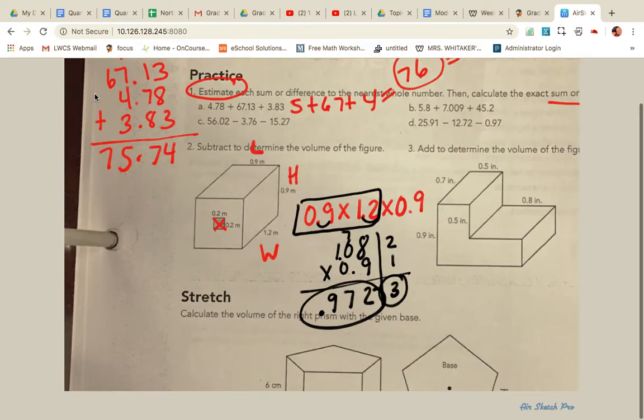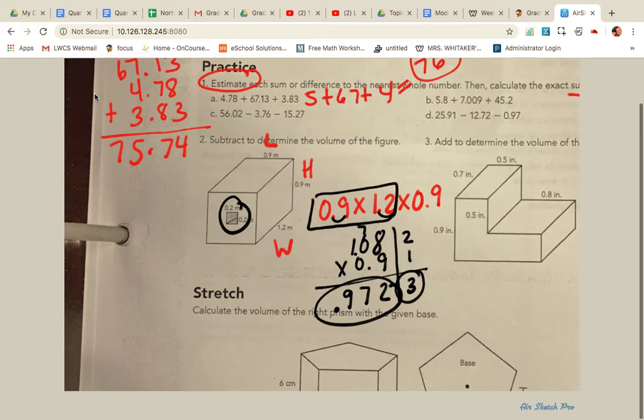Now I'm going to find the volume of this part that has a hole in it. Well, I know it's a square, so that means all dimensions must be the same. So I'm going to do 0.2 times 0.2 times 0.2. That would be my length, my width, my height. So I start with doing 0.2 times 0.2, which would give me 2 times 2 is 4. Bring your decimal back over twice. So it's decimal 04.